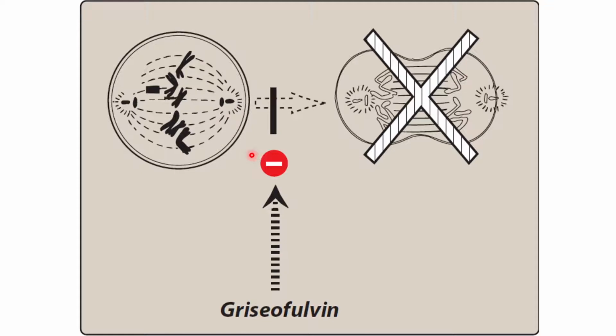And griseofulvin actually blocks the mitotic spindle formation and leads to the inhibition of the division. That is why it is fungistatic, and usually is used for the treatment of severe conditions because of the non-selectivity. So it also disrupts the mitosis in other cells as well.